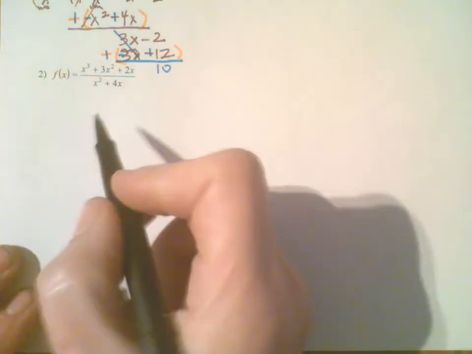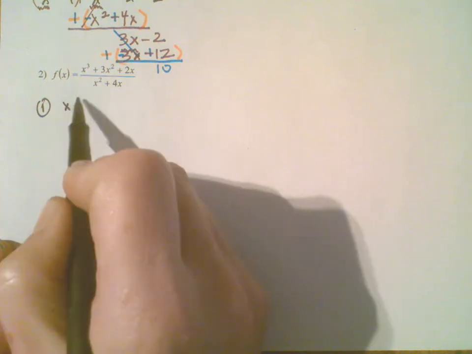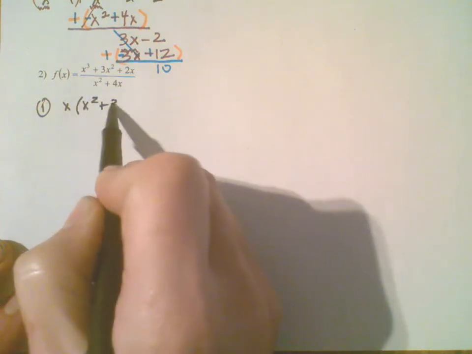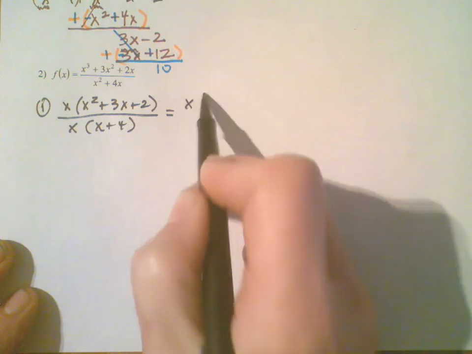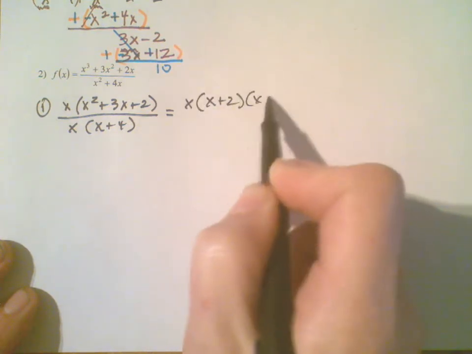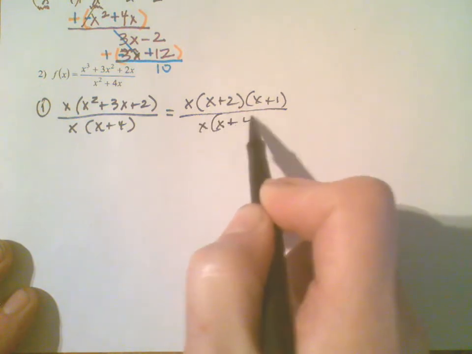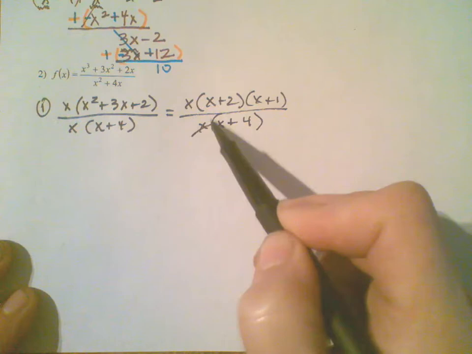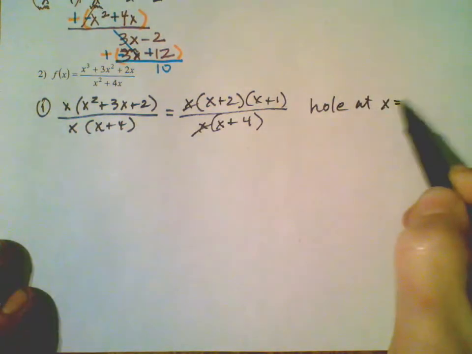Okay, so I'm going to assume that you took a few moments to give it a try. And so now I'm going to go ahead and work through. My first move here is to factor. I'll factor out an x. This is (x squared plus 3x plus 2) over x times (x plus 4). This is x times (x plus 2)(x plus 1) over x times (x plus 4). The x's are going to cancel out, so I have a hole at x equals 0.